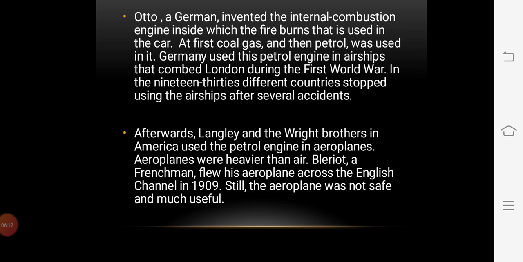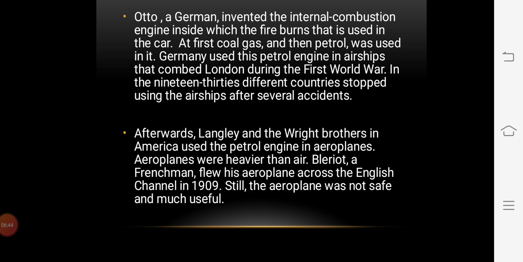Afterwards, Langley and the Wright brothers in America used the petrol engine in aeroplanes. Both the scientists, Langley and Wright, tried to use the petrol engine in aeroplanes. Aeroplanes were heavier than air. Blériot, a Frenchman, flew his aeroplane across the English Channel in 1909.